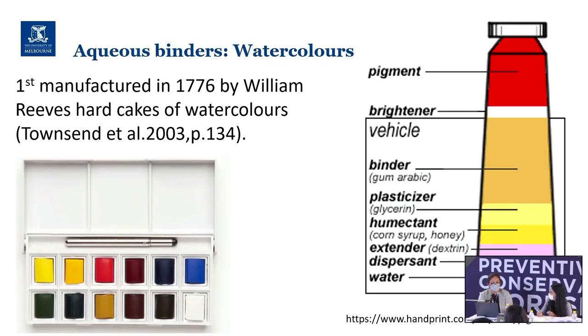And there are things that we do with materials. We try and work out at what dates they were introduced. So the first watercolour that was manufactured, watercolour that you could buy from an art supply shop, was in 1776, in England. But of course, there were other variations of this occurring in Thailand as well with water-based paints. With watercolour paints, what they are composed of are these aspects: pigment, a brightener, a binder, which is basically gum arabic. You have a plasticizer, which makes things plastic, and that's glycerine, a humectant, which also makes it soft, so sometimes honey. And then different extenders, so fillers, so dextrin in watercolour, and then water itself.